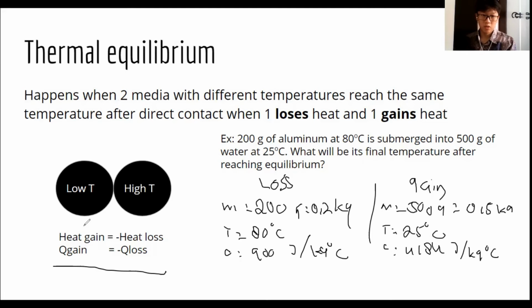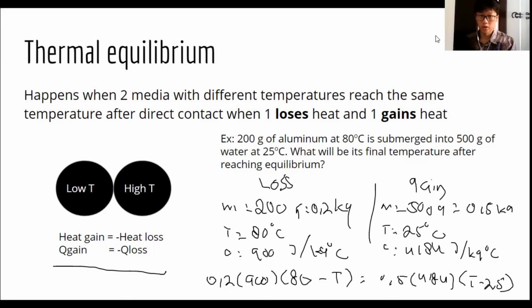So we follow this again. Q gain is equal to negative Q loss. So 0.2 Q is MC delta T. So 0.2 times 900 times (80 minus the final temperature) will be equal to 0.5 times 4184 times (T minus 25).